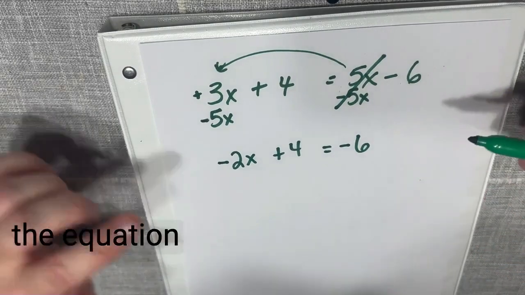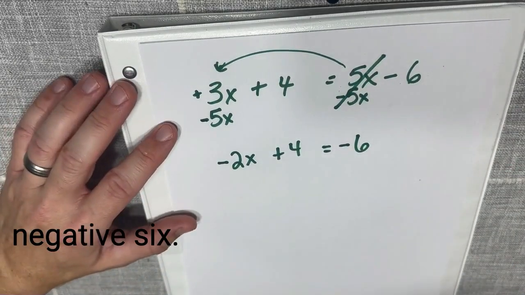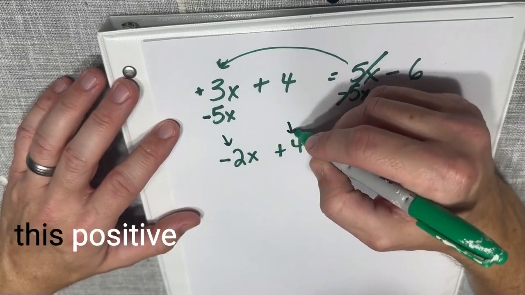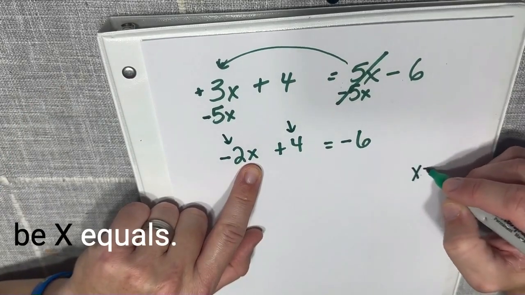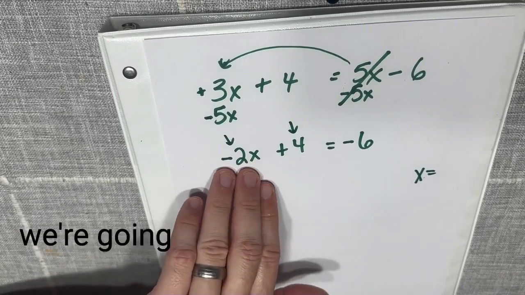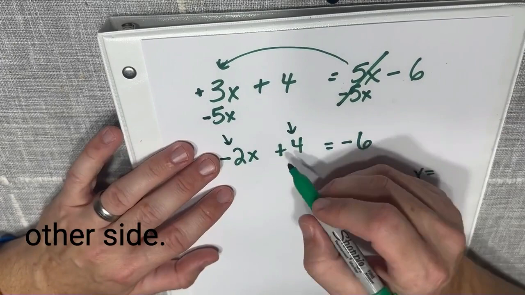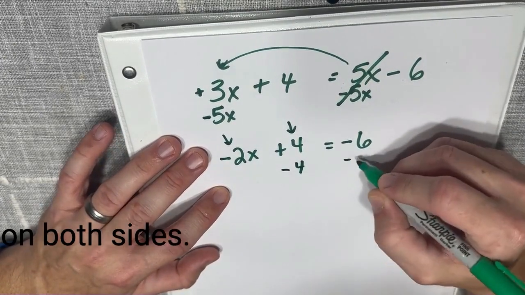Okay, so back to the equation here. We have -2x plus 4 equals -6. Right now I have to get rid of this -2 and this +4, because again, all we want is x. We want it to be x equals. Remember, the number with the variable, we're going to do last. So the +4 has got to go. We have to get it to the other side. The opposite of a plus is a minus, so we're going to subtract 4 on both sides.